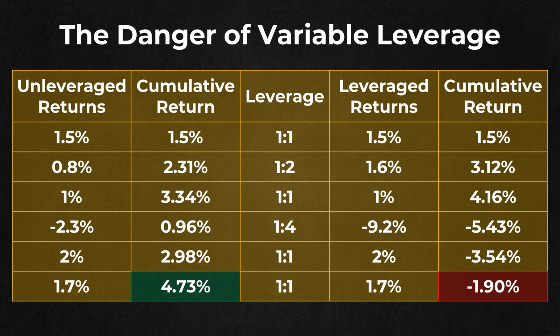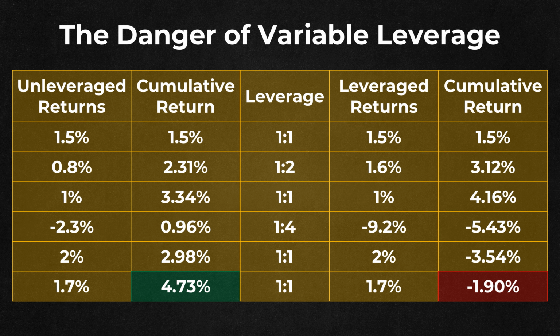However, if the trader uses variable leverage and ends up over-leveraging the trades that go bad, he will end up with a negative cumulative return despite producing positive unleveraged returns. Make no mistake about it, if you rely on gut feeling to do this, you will develop an amazing ability to leverage the wrong trade.